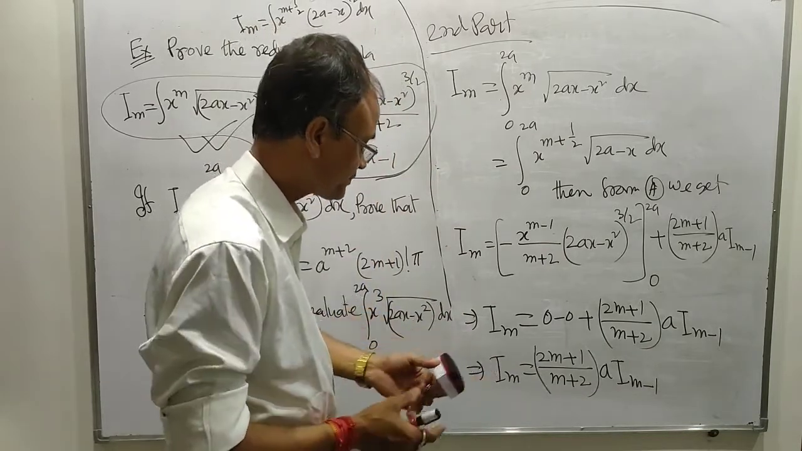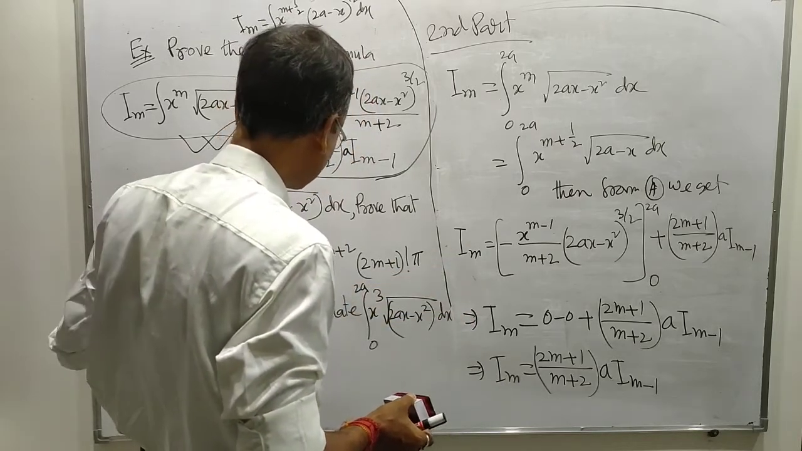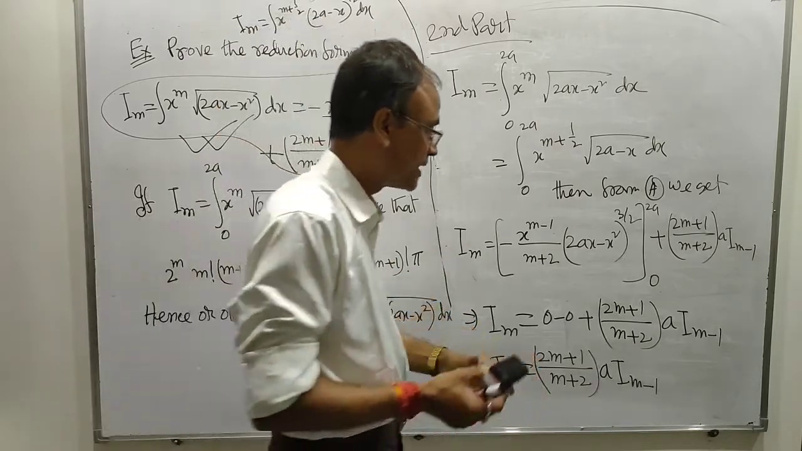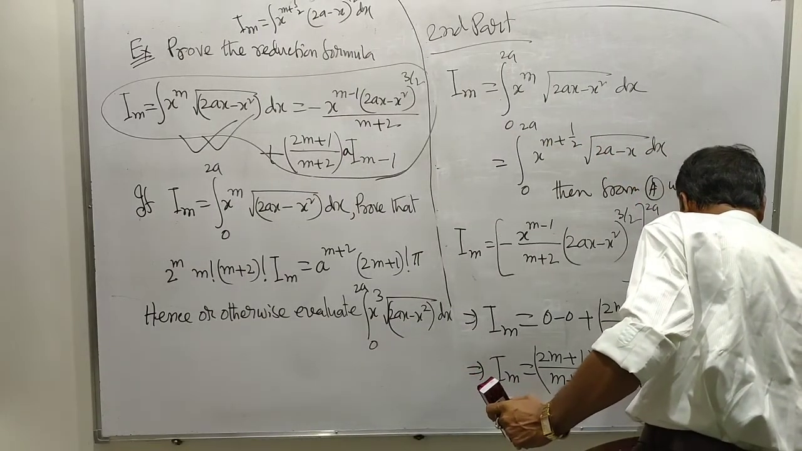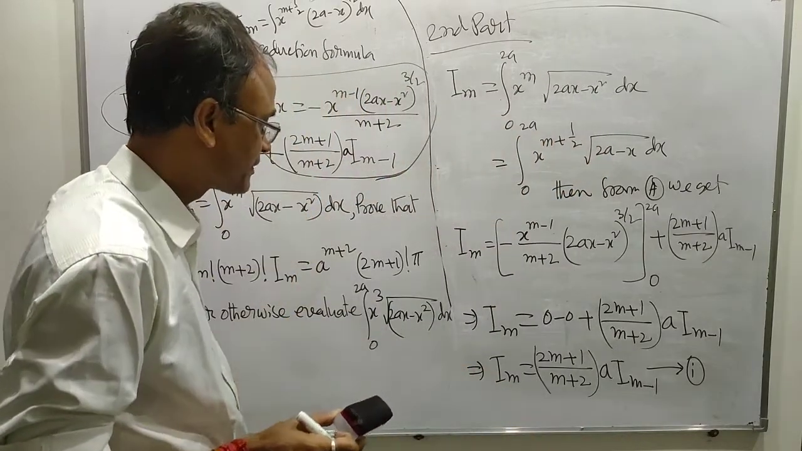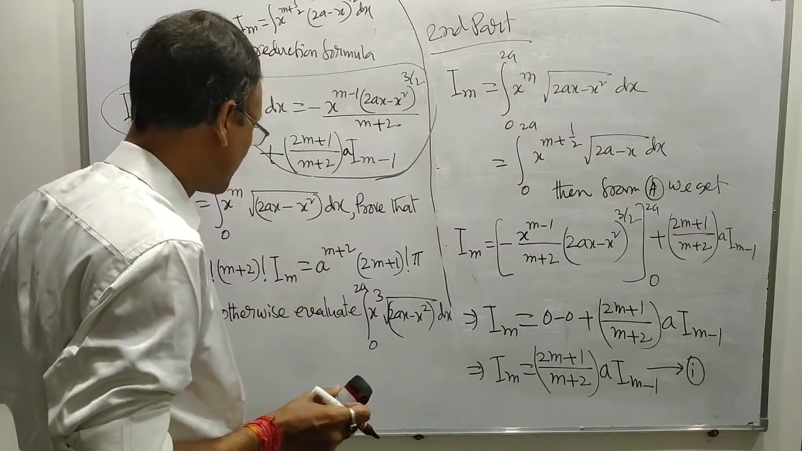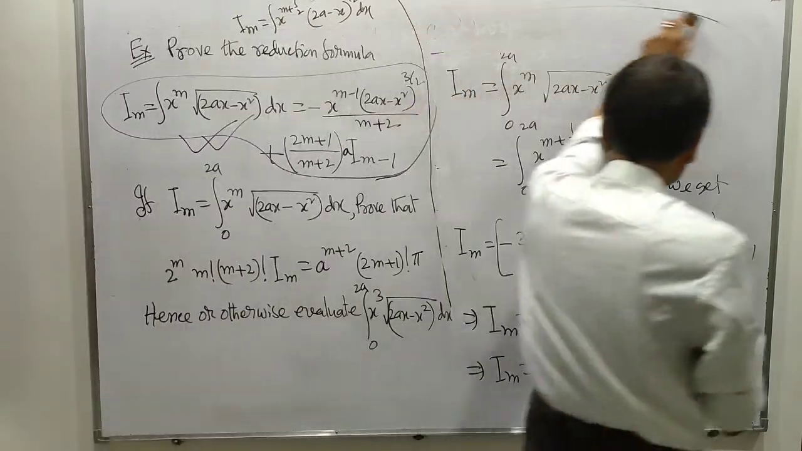When you take the limit from 0 to 2a, then you will get this. Suppose this is number 1. We are going to prove the part number 2. This is number 1.